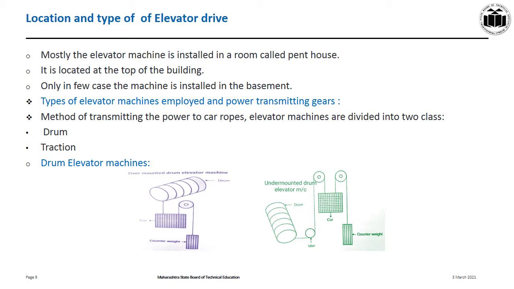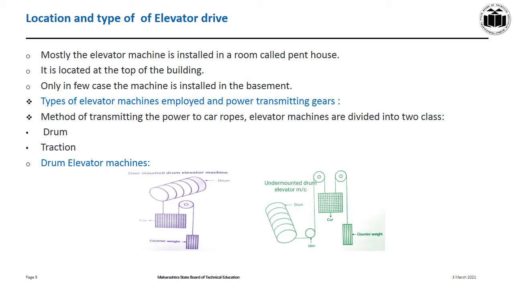According to the type of elevator machine employed and the method of transmitting power to the car ropes, elevator machines are divided into two categories. Number one is called the drum. Number two is called the traction. Again, the drum elevator, which is shown in the diagram, can be classified in two ways.